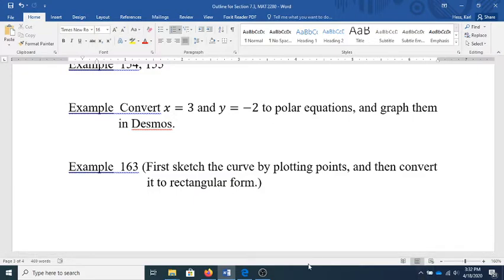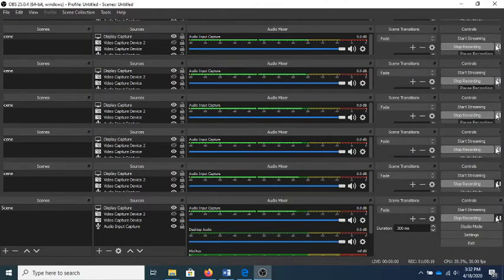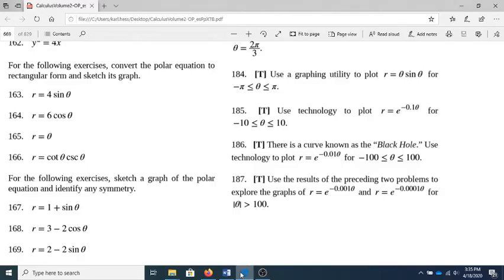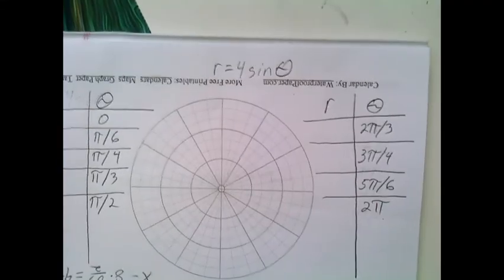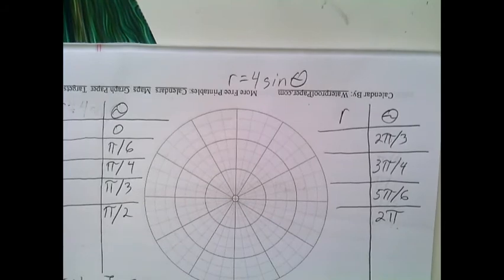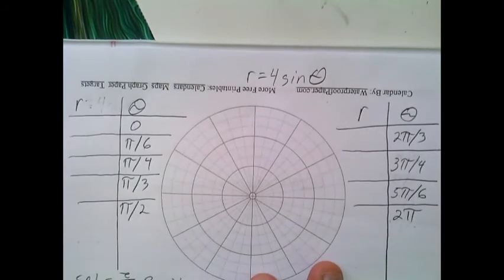Alright, let's have a look at this problem in the book. Here's problem 163. It says, for the following exercises, convert the polar equation to rectangular form and sketch its graph. But as I mentioned a moment ago, we're going to sketch the graph first, just because I think it would be useful to do at least one polar graph where we plot points. Here's the equation. r equals 4 sine theta. So we're going to look at this using some polar graph paper.